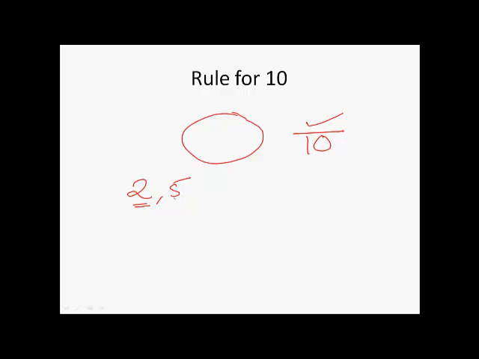If it ends with 0, it is divisible by 5. 10's co-prime factors are 2 and 5 because 2 multiplied by 5 is 10. So the number ending with a 0 will always be divisible by 10.